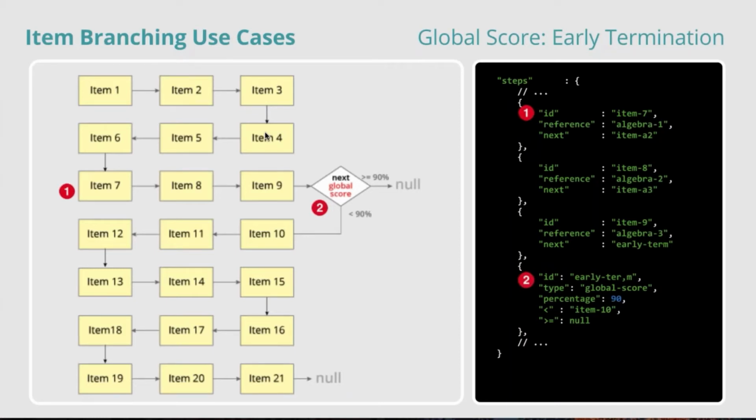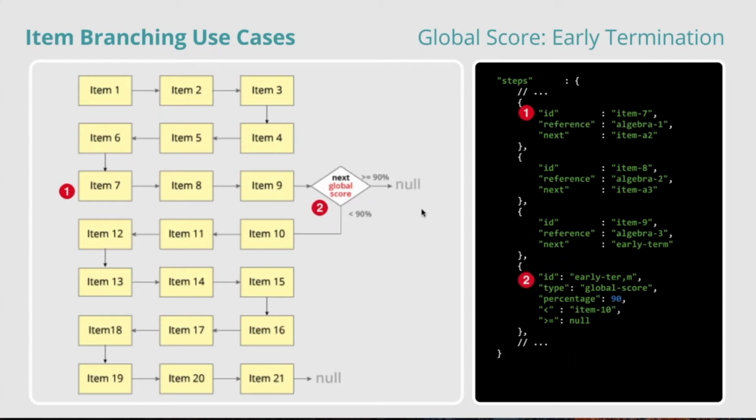Here's my final example, which will show you an early termination approach, where it'll simply be a linear exam all the way through. But then at this point, you can say, does the student know this material so well that at this point they have a 90% correct answer?